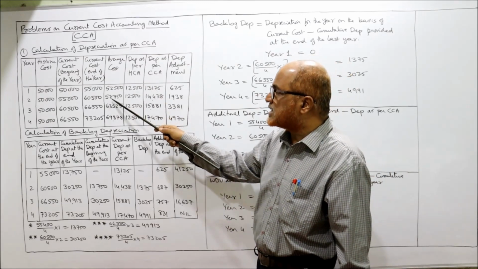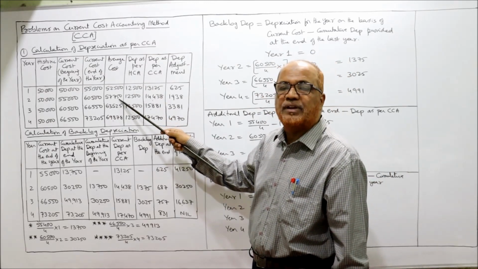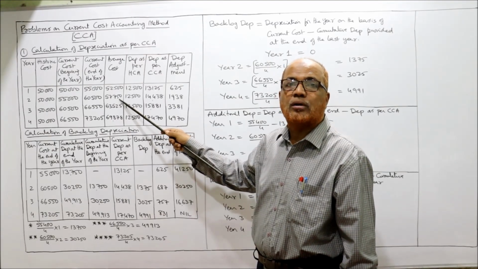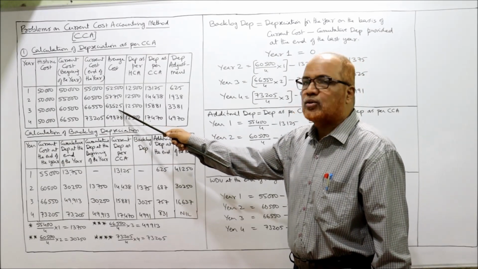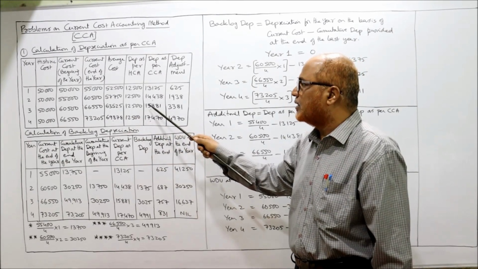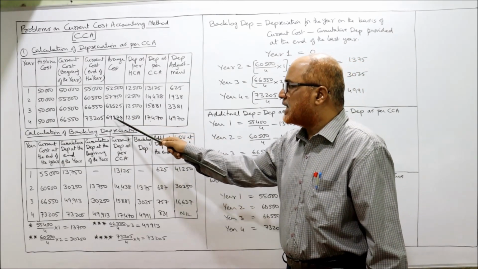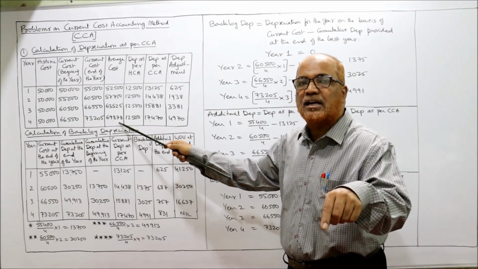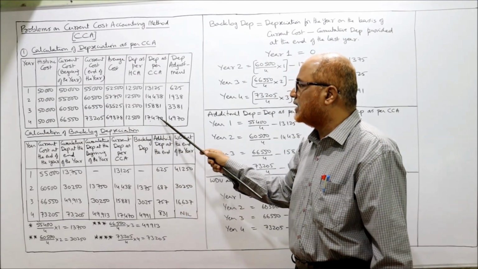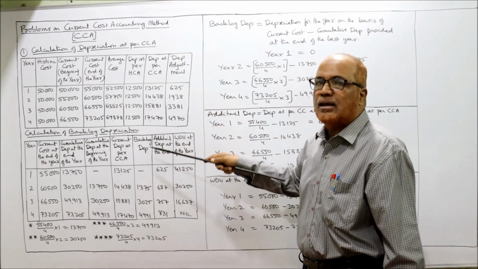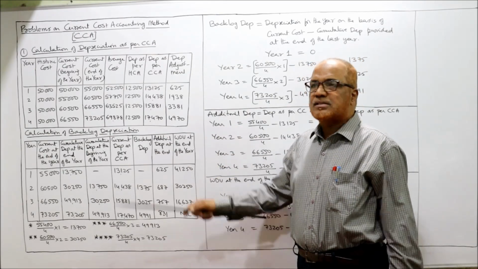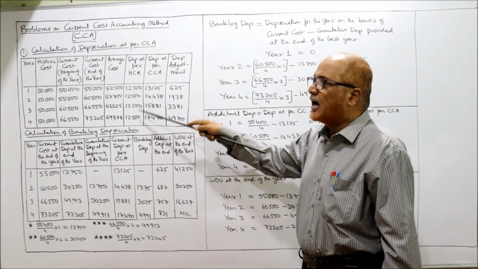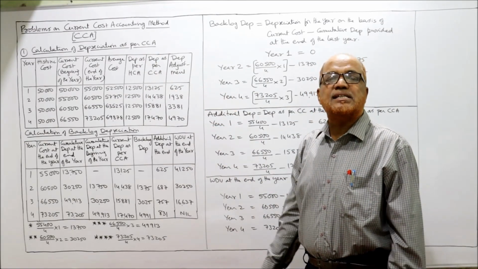Similarly, average cost for second year, 57,750 divided by 4, you will get 14,438. 63,525 divided by 4, 15,881. 69,878 divided by 4, you will get 17,470. This is the depreciation as per CCA. So we have calculated depreciation as per HCA and depreciation as per CCA.